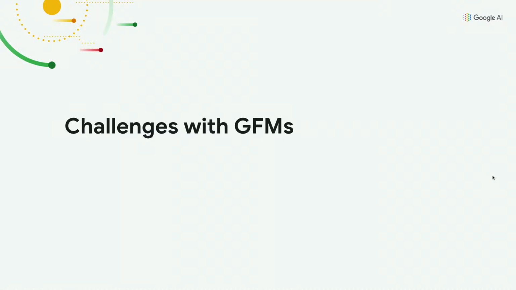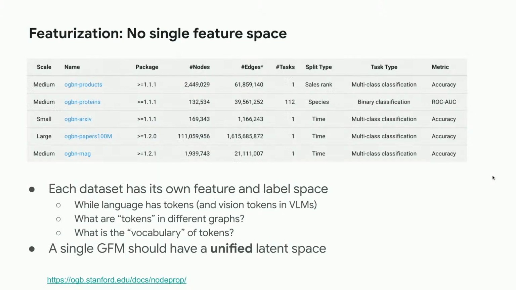A few words on challenges. So what should we still work on in the future, maybe in the next year or so? In the featurization, there is no single feature space.